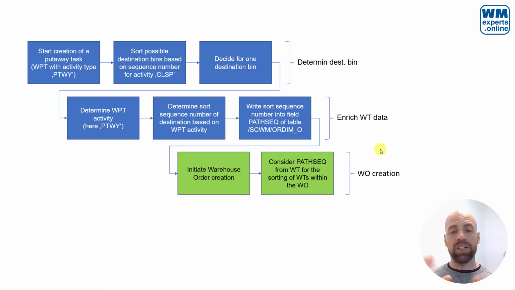And this information is then used here in the green part in the warehouse order creation, where we potentially build warehouse orders with multiple put-away tasks in the warehouse order itself. And in order to sort those put-away tasks, for the optimization of the travel path, for instance, we read this pass sequence field from the warehouse task and from the ORDIM-O table. That, I hope, makes it clear a little bit. You will find this flowchart, or this graphic, also on my blog. Feel free to download and copy it from there for your studies or for your trainings.